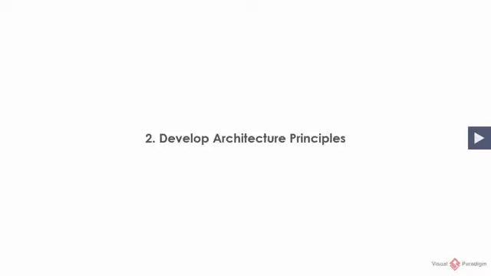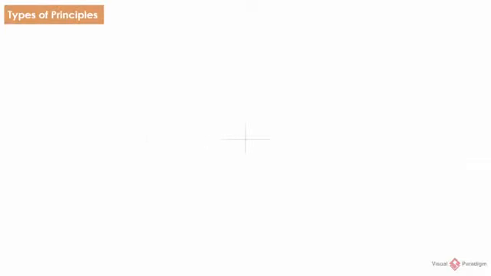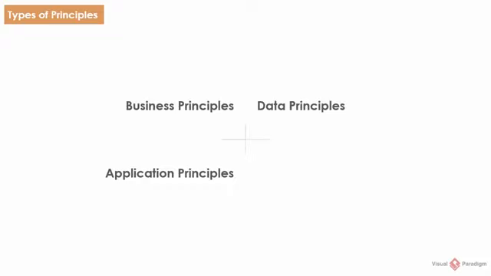Activity 2. Develop architectural principles. Principles are general rules and guidelines intended to be enduring and seldom amended, which inform and support the way in which an organization sets about fulfilling its mission. Generally speaking, there are 4 categories of principles: business principles, data principles, application principles, and technology principles. Let's give some examples.